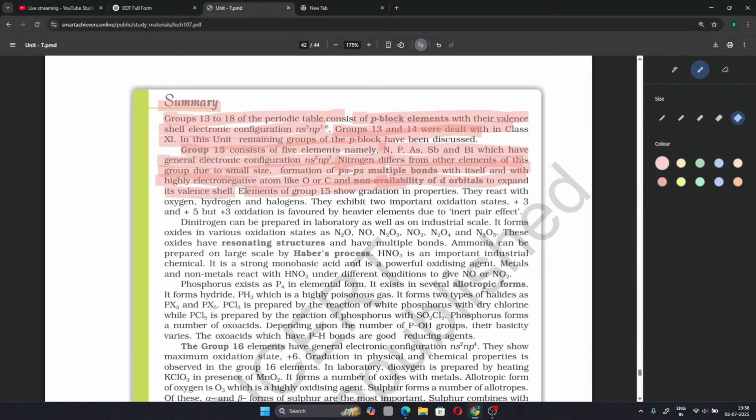Elements of group 15 show gradation in properties. They react with oxygen, hydrogen, and halogens. They exhibit two important oxidation states, +5 and +3, but the +3 oxidation state is favored by heavier elements due to the inert pair effect.